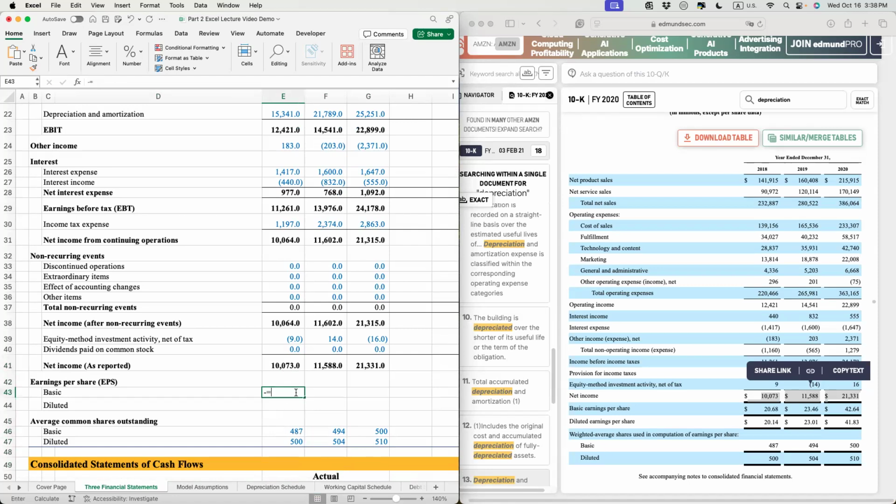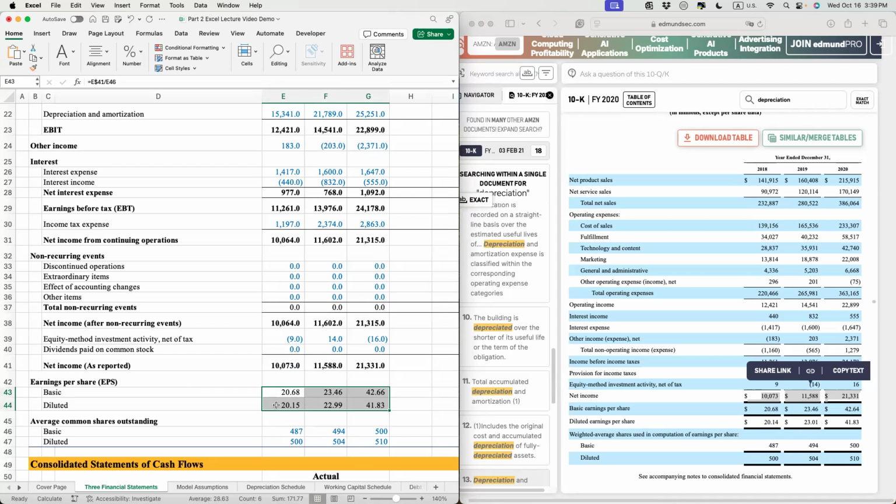So for the basic one, we're going to use the net income. I'm going to lock this row because for the diluted earnings per share, it's going to be the same numerator. The denominator is going to be different. So I'm going to keep the same numerator for the same row. We don't lock the column because different columns, different years, you're going to have different net income. Use that divided by basic shares outstanding, and I have my earnings per share calculated.